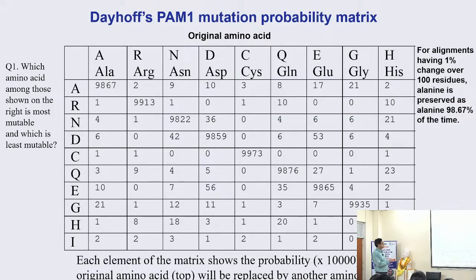Which one? Cysteine. Because cysteine has the highest probability of remaining the same. So this is probability of C given C, probability of descendant C given the ancestral C, which is also the probability of remaining invariant, which is highest for cysteine. So it is least mutable. Okay, clear? Good. Next question.